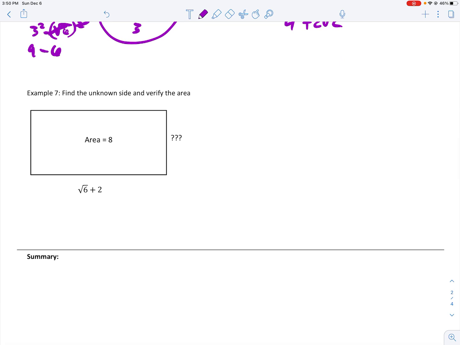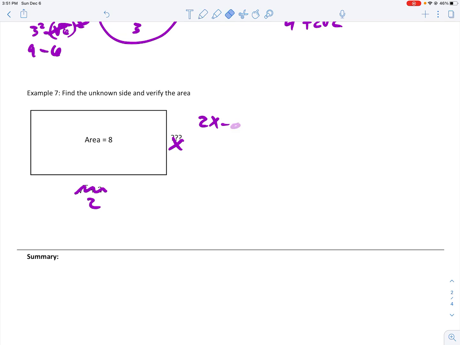Okay, last example. Find the unknown side and verify the area. So if I said, for example, this is not the case, but this is like 2 and this is x, right? You would have 2x equals 8. And you divide by 2. That's how you would solve that, correct?